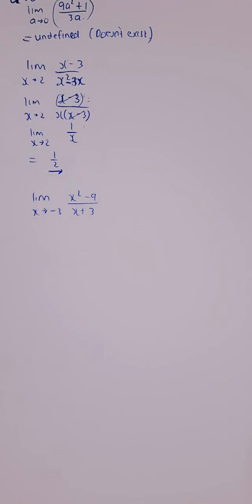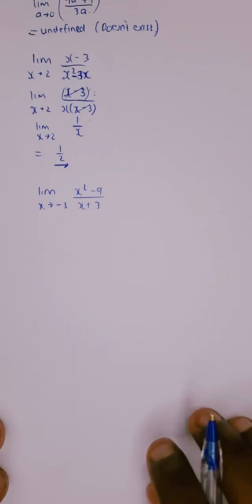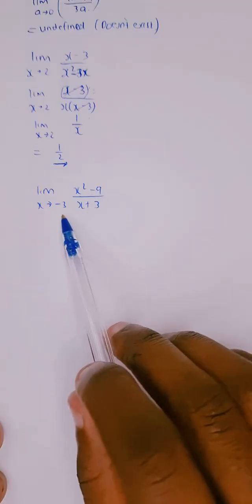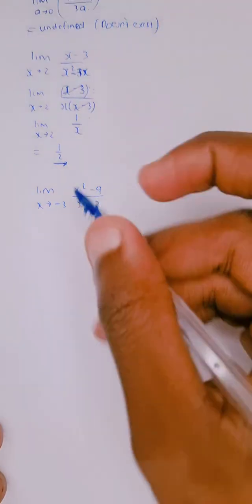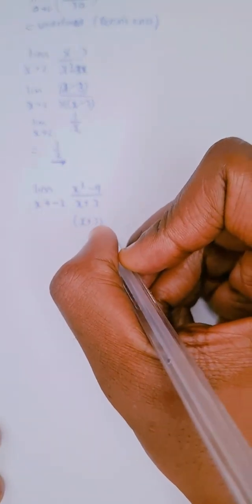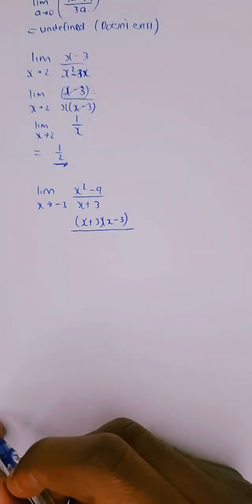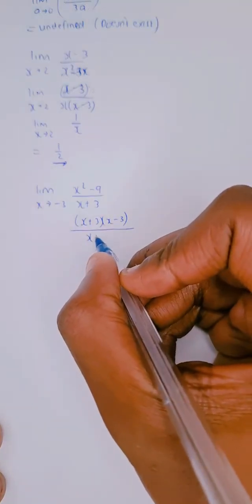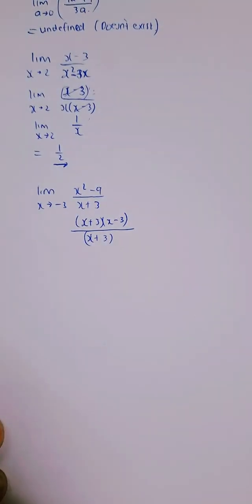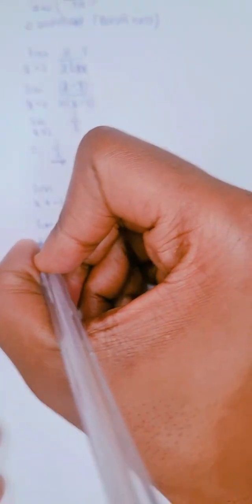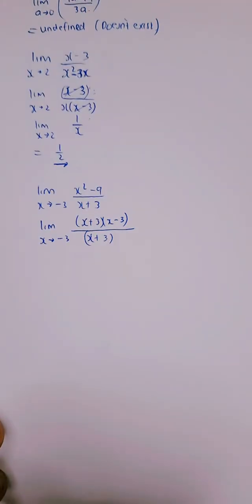x squared minus 9 in the numerator, x plus 3 in the denominator. So what do we do there? Yeah, difference of two squares, so we can factorize the top. Then we leave x plus 3 in the denominator, right? Don't forget the limit as x approaches negative 3.